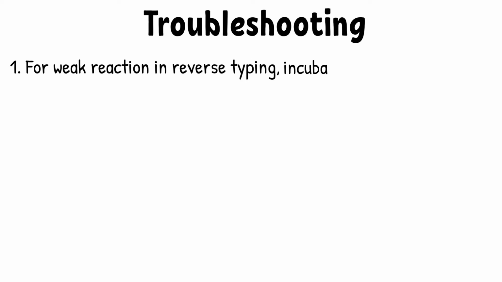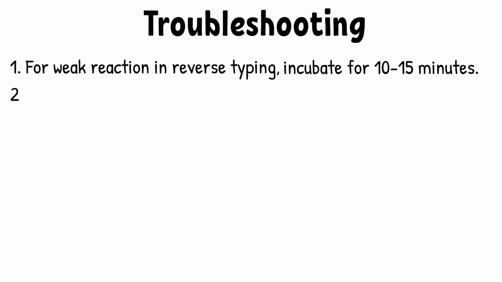Troubleshooting for ABO typing. First, if you see weak reactions in reverse typing, you can try to incubate your test tube for about 15 minutes to enhance weak serum reactions. After 15 minutes, repeat steps 9 and 10.